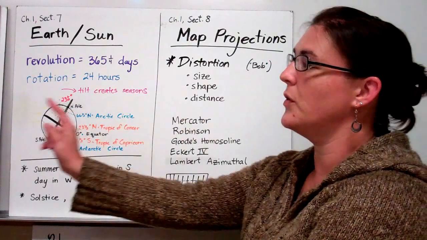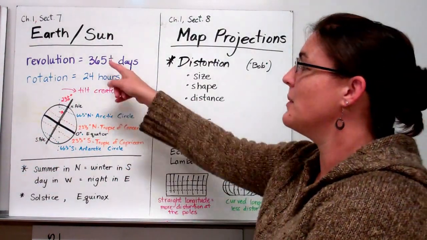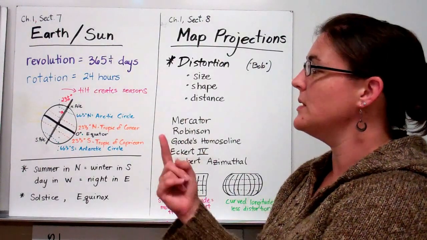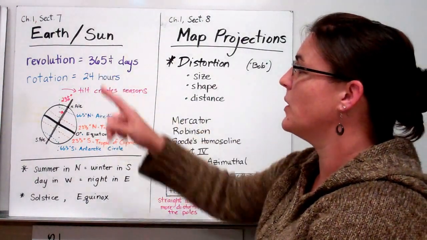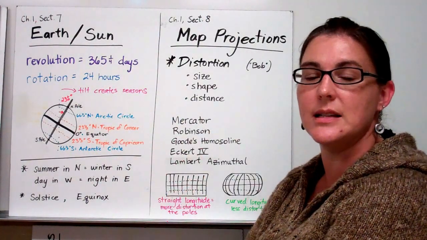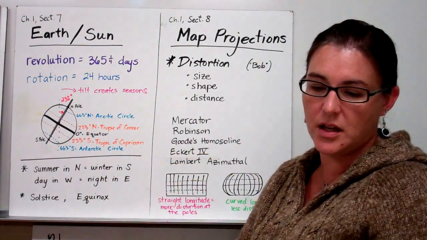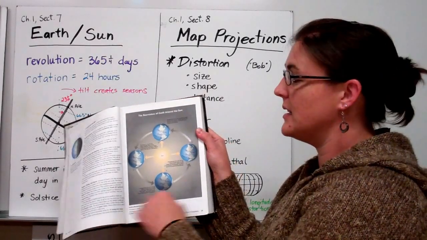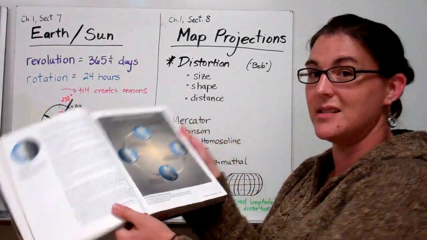When I revolve around the sun and get back to my original spot, it's going to take me 365 and 1/4 days or a year. But when I rotate around my axis, I'm going to take 24 hours to get from night to day and back again. You're also going to see a diagram in your textbook that has a lot more information on it in specifics about the details, which again is an additional challenge.